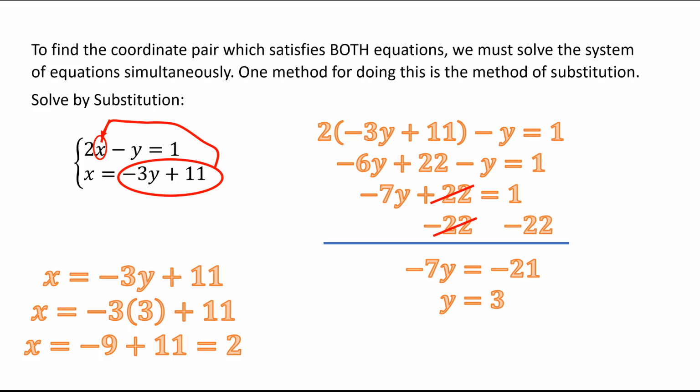So the value 3 for y and 2 for x will work in both equations, because if I plug that into the first equation, if I put in 2 for x, I'm going to get 4 minus, and then I put in 3 for y, so I get 4 minus 3 is 1, and that works. And then the second equation, if I put in 2 for x and 3 for y, I've got 2 equals negative 3 times 3, which is negative 9, plus 11, and that's true. 2 equals negative 9 plus 11, that's true. So the point works in both equations, so the solution is the ordered pair (2, 3).